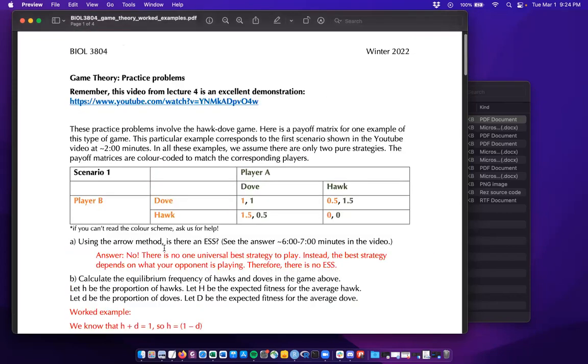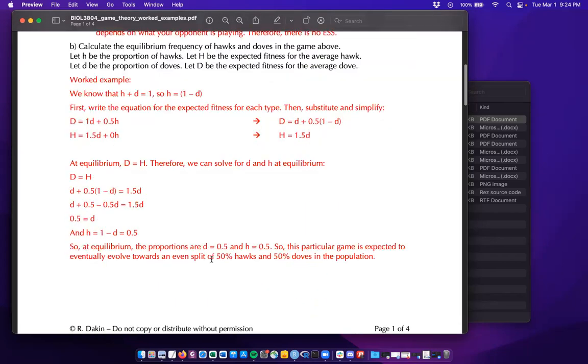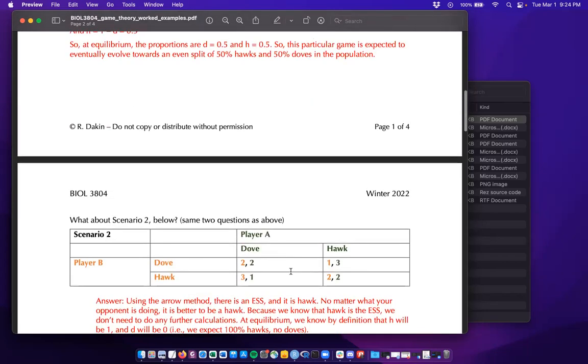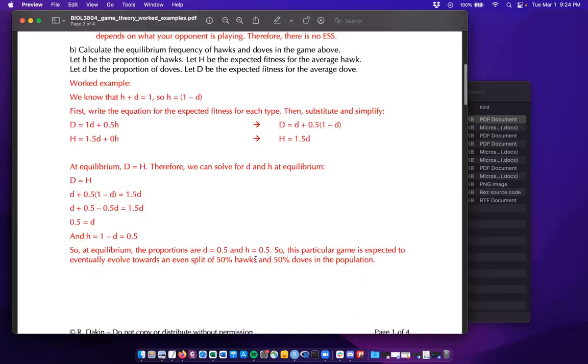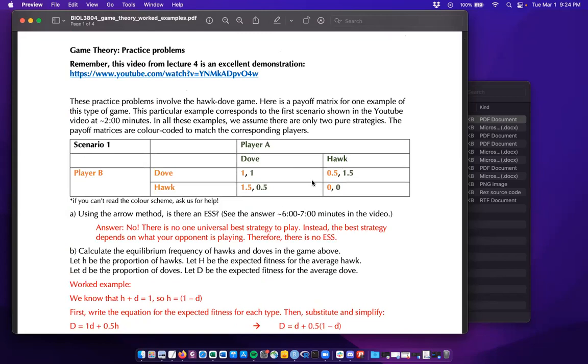Now there just isn't one sometimes. But in this case, there is. And what will happen is that no matter what the starting frequencies are, the evolution would progress towards a population of all hawks. Whereas if there is no ESS, the evolutionary pathway will progress towards some balance of hawks and doves. And the exact balance will depend on the numbers in this table.